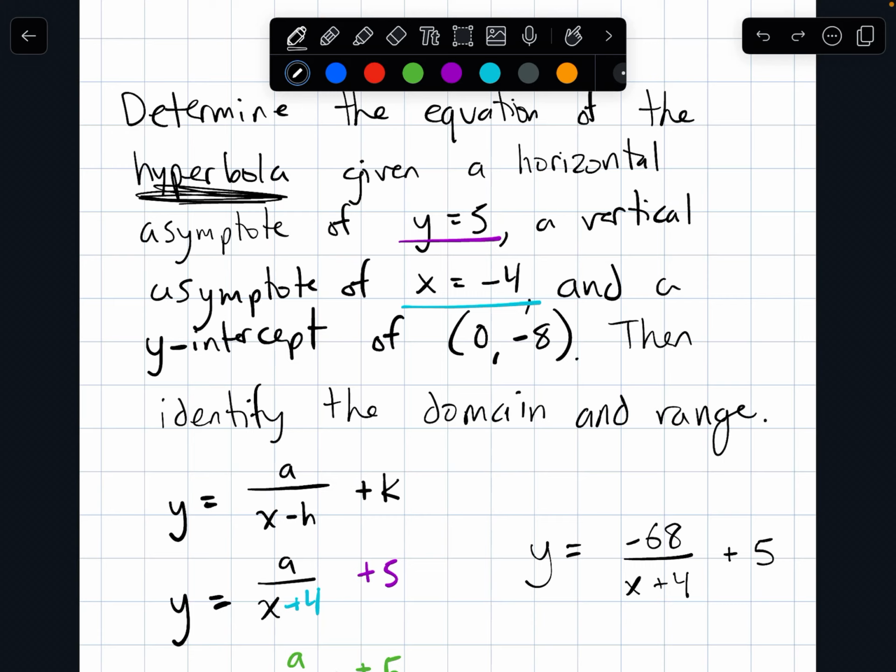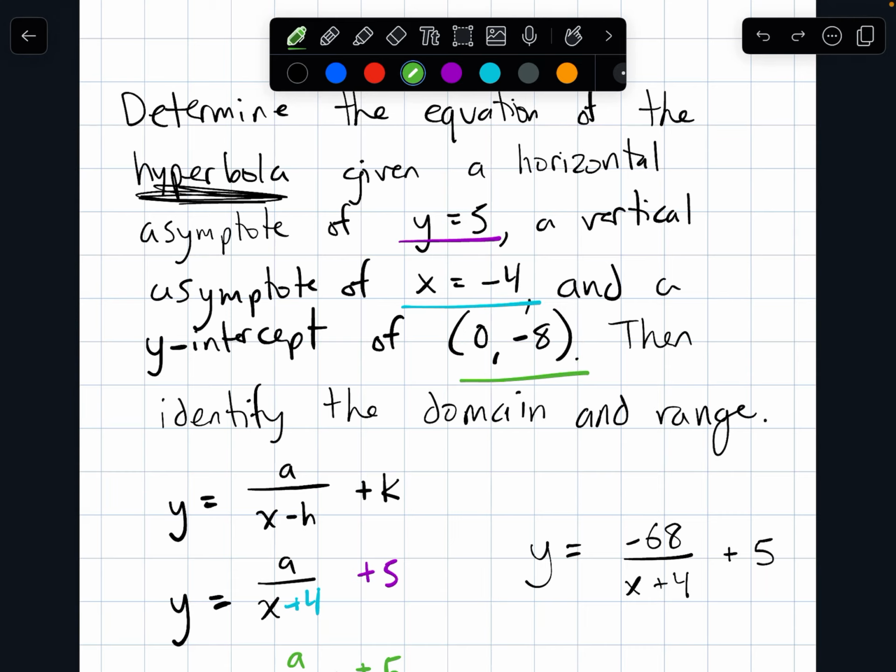All right, so that's how you're going to have to go ahead and solve these types of problems. Make sure you're just plugging in the asymptotes and then your y-intercept. If they give you a different point besides the y-intercept, you'd still plug it in for x and y. It just might not always be a 0 and a -8, but that is still the same process.